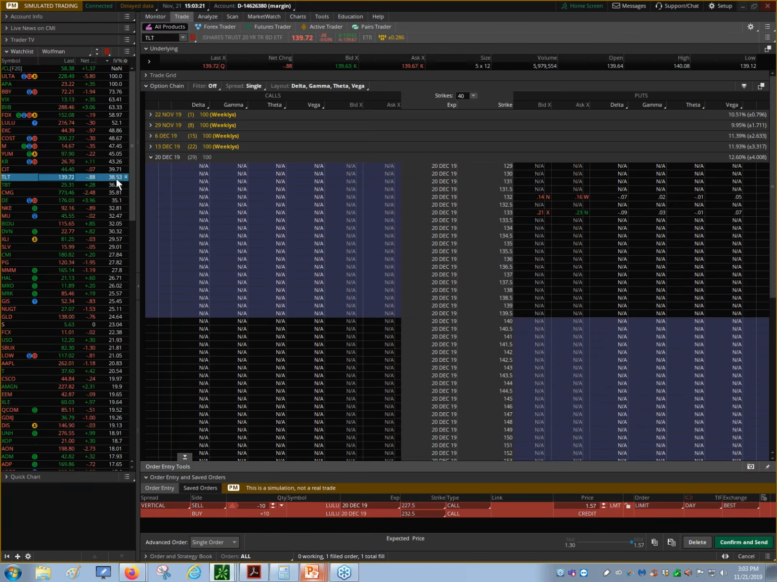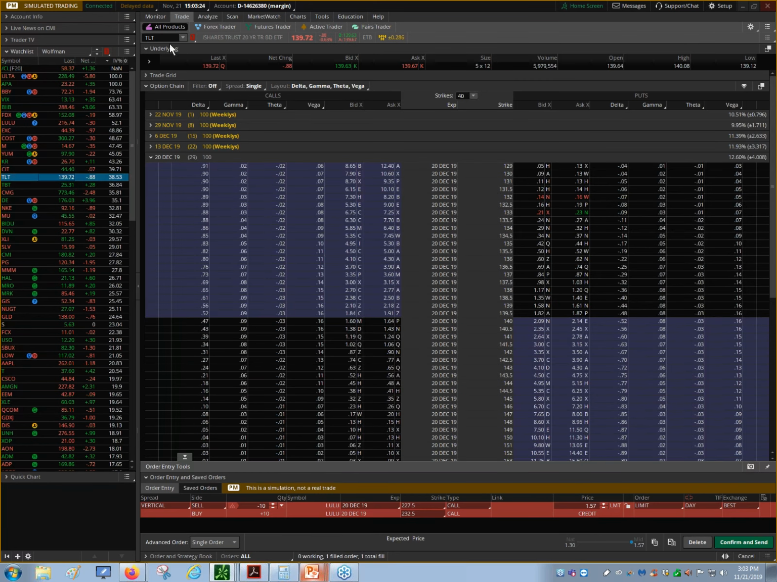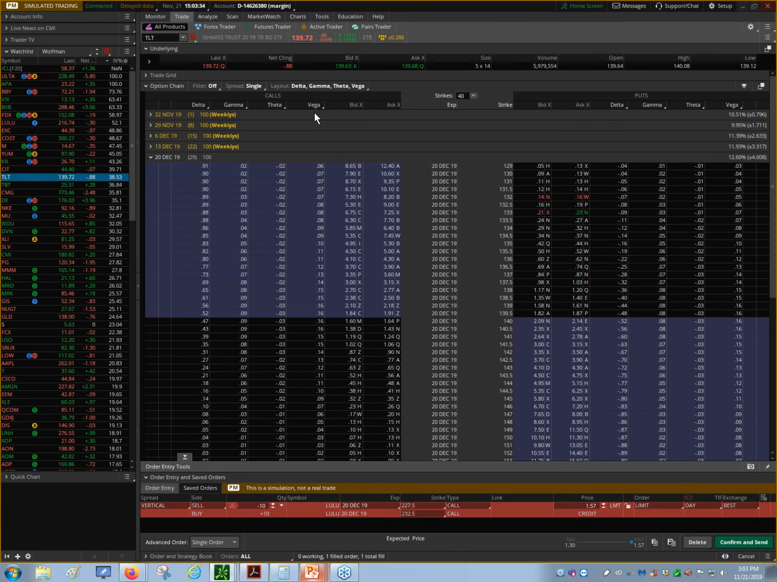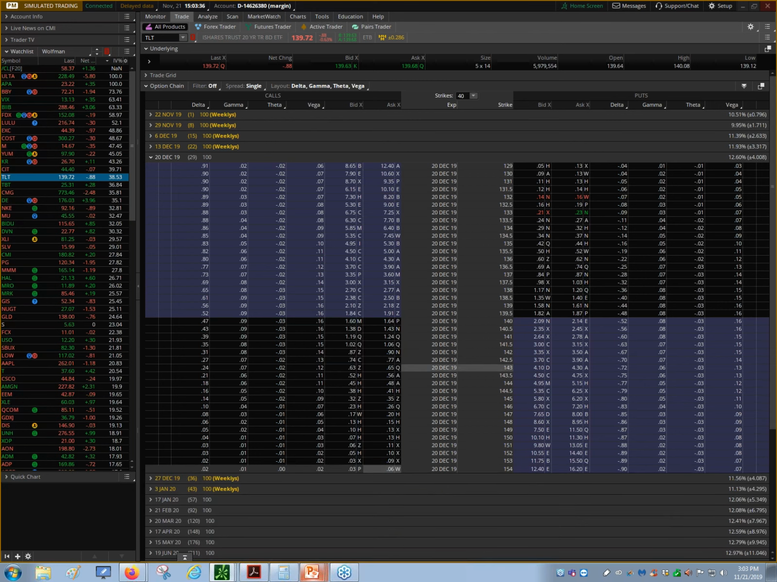So TLT fits the rule for being an ETF above 30. So we can take a look at this on the charts. You can see it's above 30. We've been getting some rally on this TLT, but it could be considered to be a little bit overdone to the upside. So let's see, it's $139. So 140 is about 14 cents wide. All right, it fits that rule.